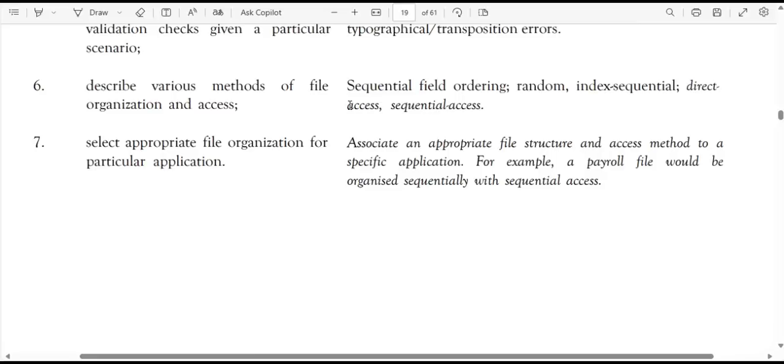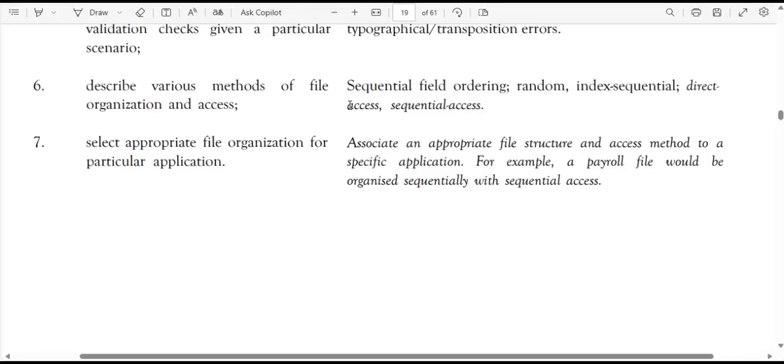Index sequential file organization, another method, combines both sequential and direct access. Records are stored sequentially, but an index is used to quickly locate blocks of records. Sequential field ordering is a type of logical order where data is organized based on one or more key fields, for example by last name or ID number. Example, employee records are sorted by department and then by last name.